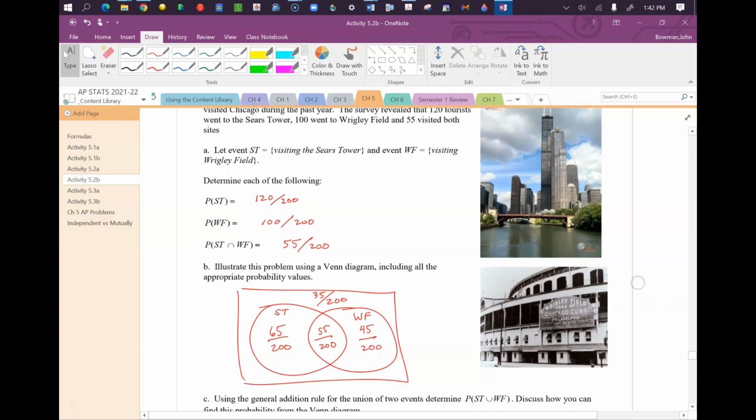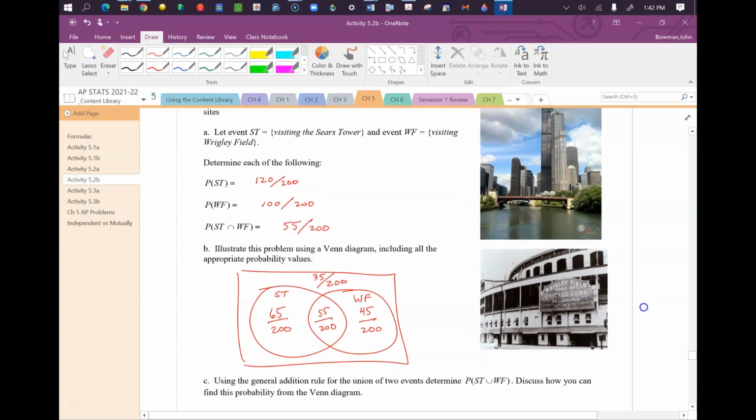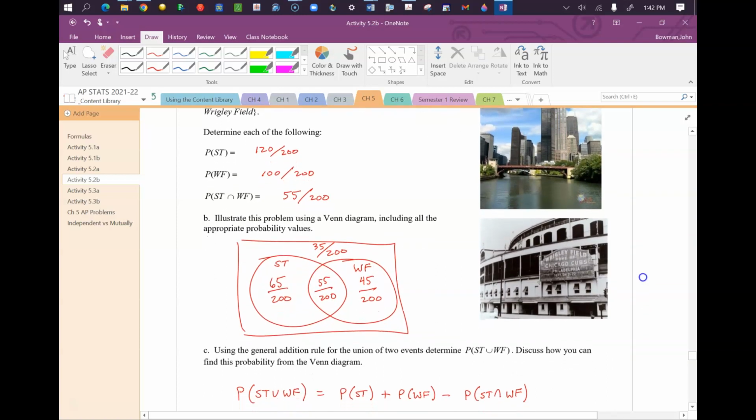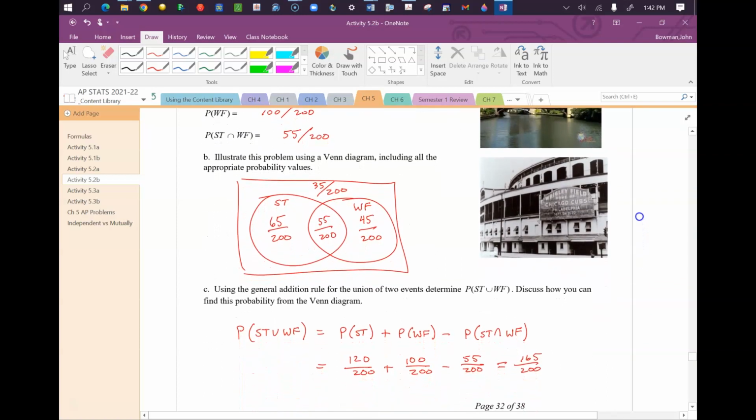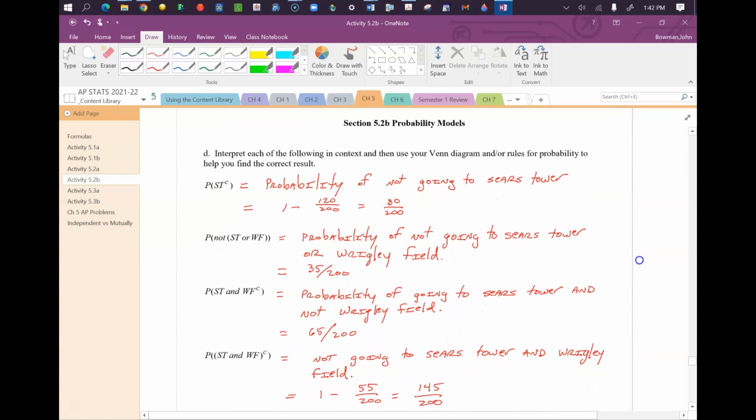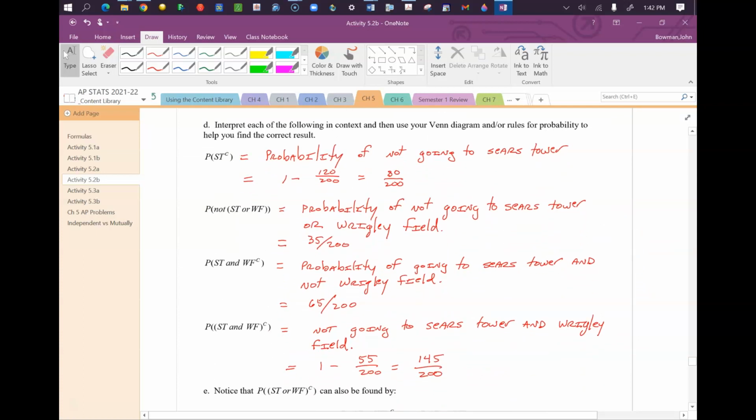This is our Venn diagram for that situation. Please take a moment, look at the Venn diagram carefully, because if your Venn diagram is incorrect, then the answers to the probabilities are going to be incorrect. And here's the answer for C. Again, don't simplify fractions. And then in part D, a variety of probabilities. Take a look at those, make sure you understand those, and also make sure that you can explain what they mean, because that may be a question that comes up on a quiz or a test or the AP exam.